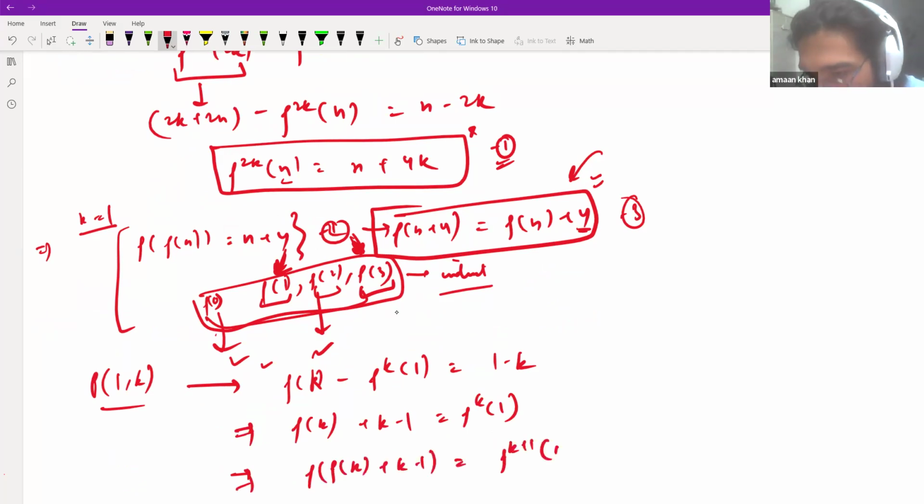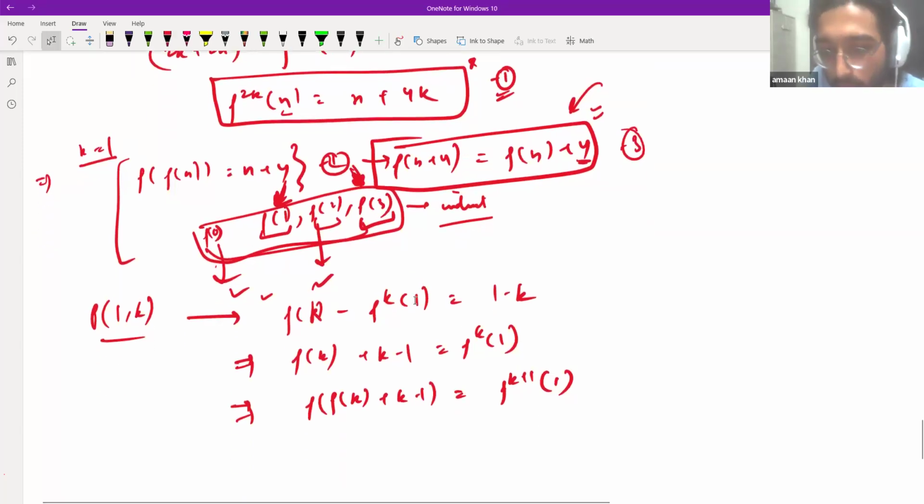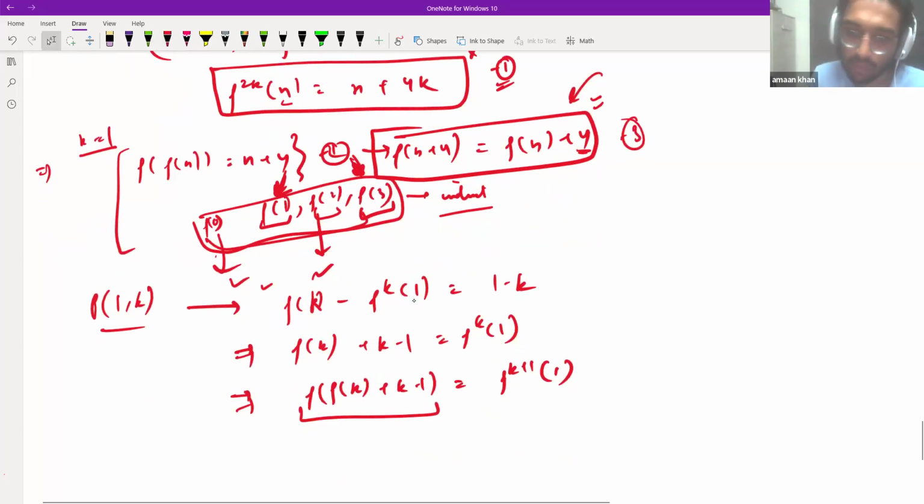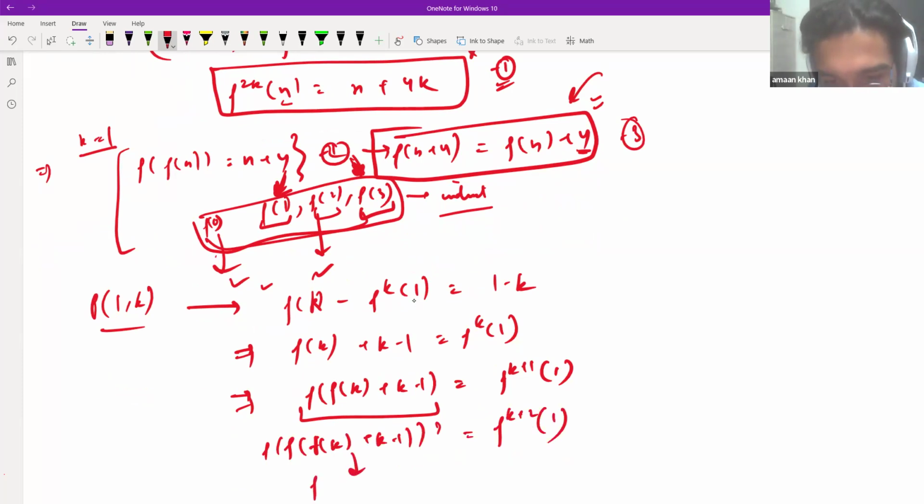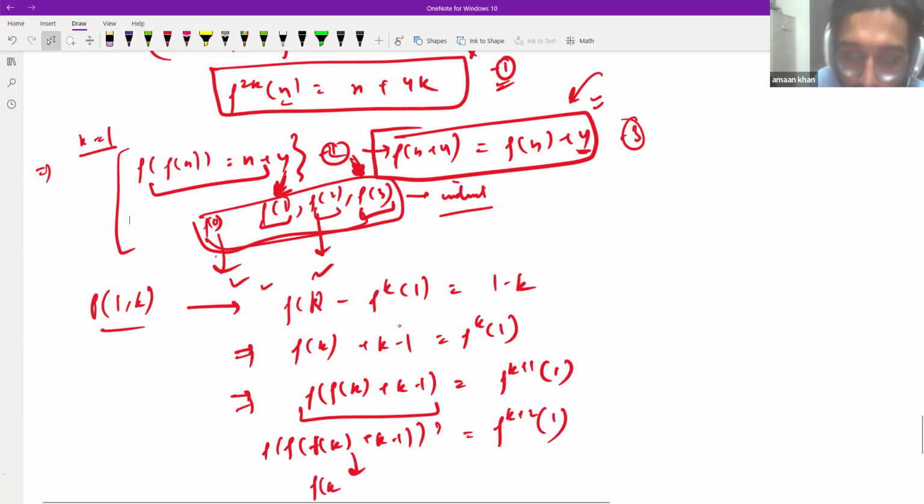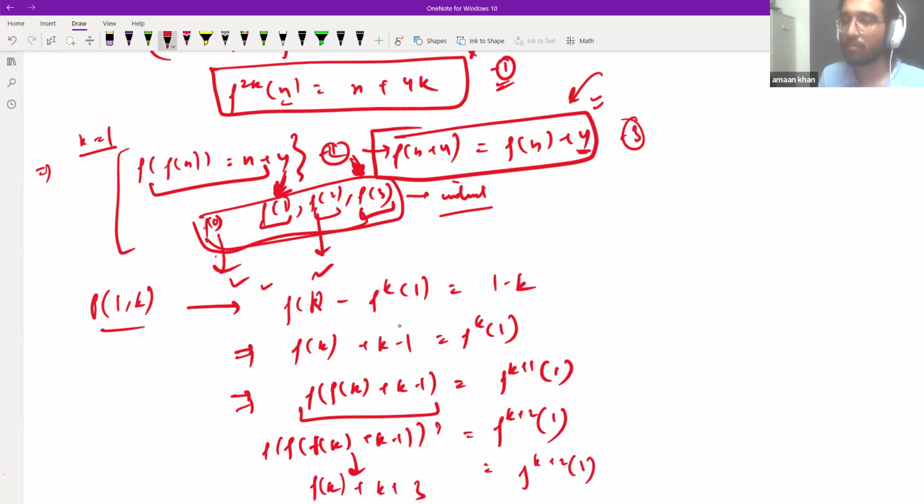But now you realize that taking the f one time won't help, right? Because you have f of something and you can't really make sense of this. But if you take the f 2 times, then you have something nice. So what you have is that this is f^(k+2) of 1. And now you can use this thing, f of n is n plus 4. So you have f of k plus 3 is equal to f^(k+2) of 1. Did you get what I did here?